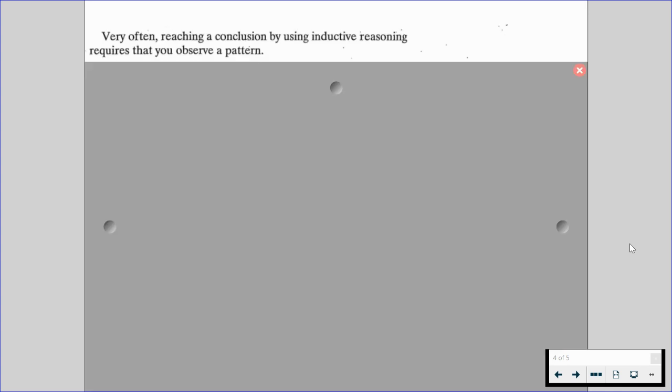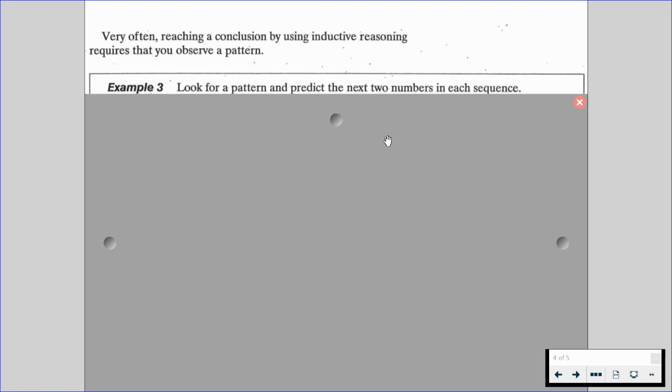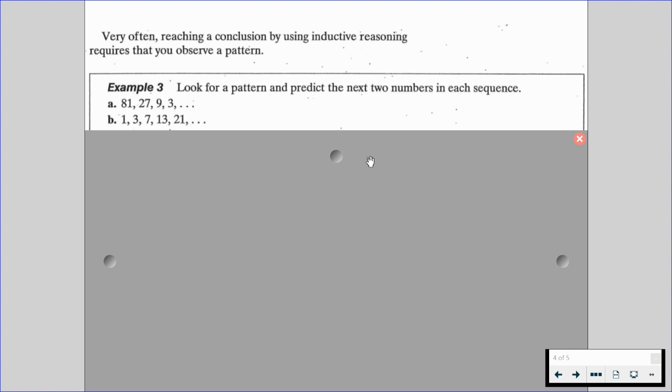So very often, reaching a conclusion by using inductive reasoning requires you to observe a pattern just like Jim did. In this example, we're going to look for a pattern and predict the next 2 numbers in each sequence. Sequence A is 81, 27, 9, and 3. Sequence B is 1, 3, 7, 13, 21.